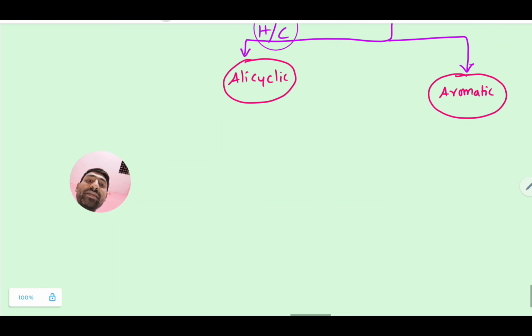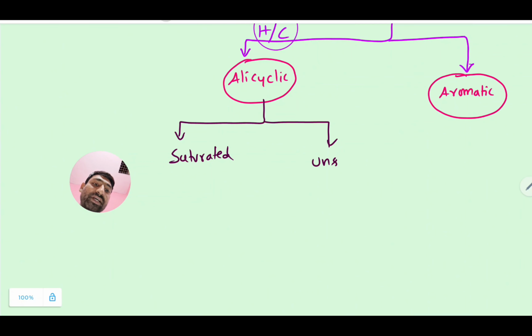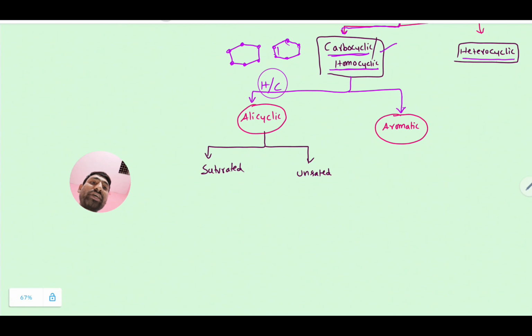Alicyclic compounds are again divided into two categories, saturated and unsaturated. These all are carbocyclic or homocyclic compounds. Now I want to tell about aromatic compounds. Aromatic compounds are compounds that follow the 4n+2 pi electron rule, or Huckel rule.